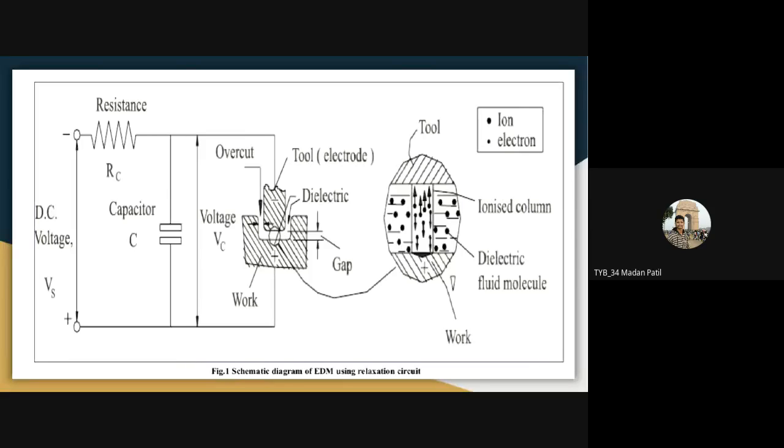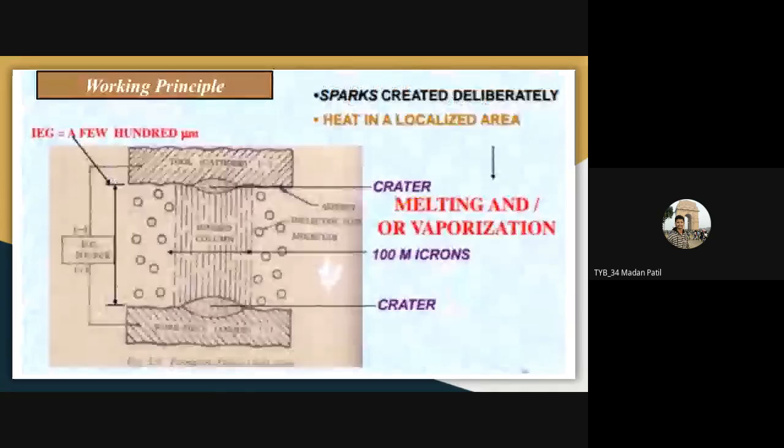Generated in the EDM process. Okay, and also we have covered the working principle of EDM process.